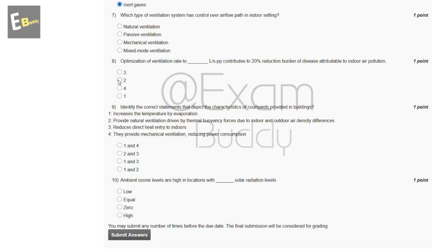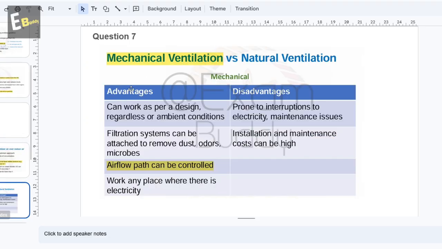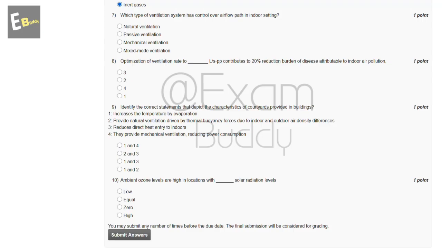Now the seventh question is: which type of ventilation system has control over airflow path in an indoor setting? The options are natural ventilation, passive ventilation, mechanical ventilation, mixed mode ventilation. The answer of the seventh question is mechanical ventilation, as the airflow path can be controlled. So the answer is C, mechanical ventilation.